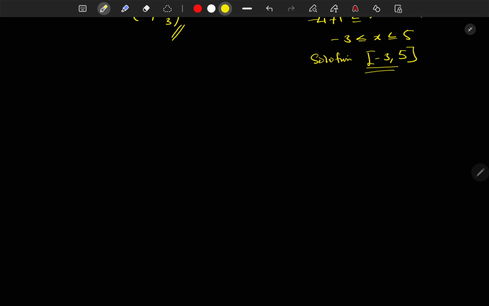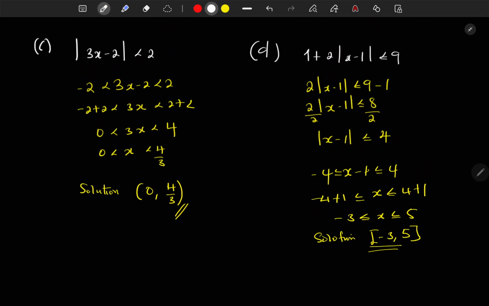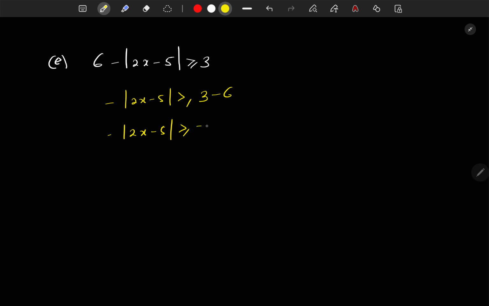Next, it's BCDE. We have 6 minus 2x minus 5 greater than or equal to 3. So again, in our case here, we need to take 6 the other side, so that we can have negative 2x minus 5 less than or equal to, sorry, 3 minus 6, which will give us negative 3.